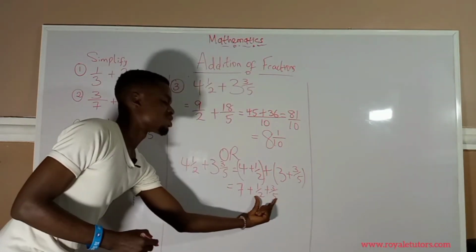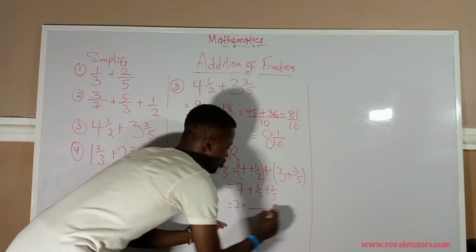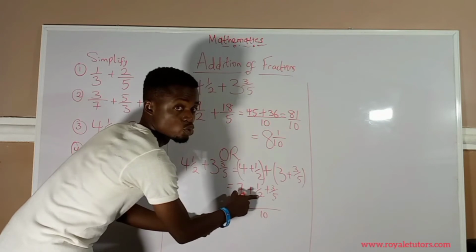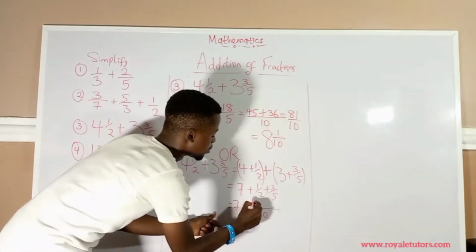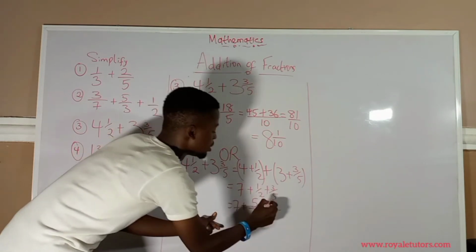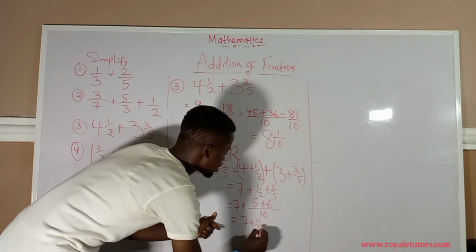Then you can add these ones like you are adding fractions. That will be 7 plus, you put your fraction. What is the LCM? The LCM is 10. 10 divided by 2 is 5, 5 multiplied by 1 is 5, plus 10 divided by 5 is 2, 2 multiplied by 3 is 6. So you are going to be having 7 plus 11 over 10.